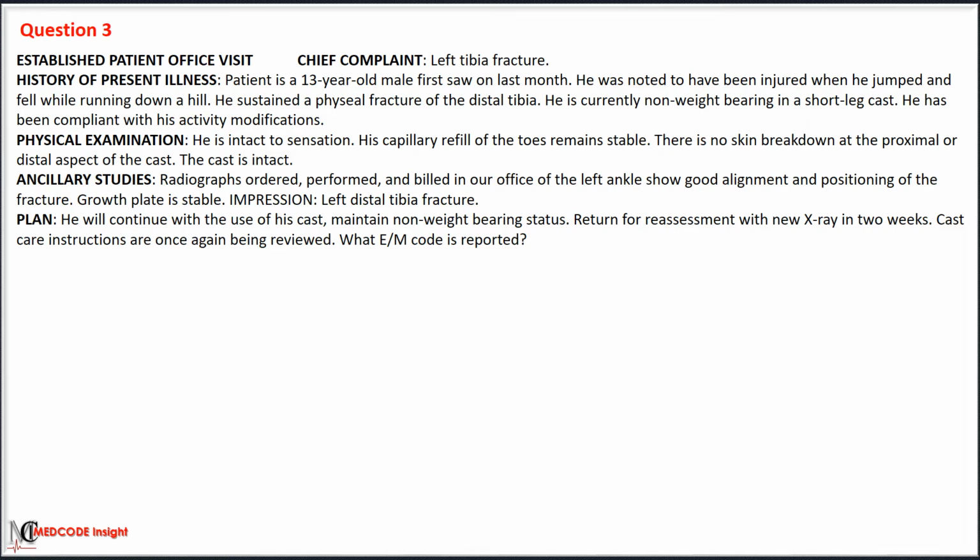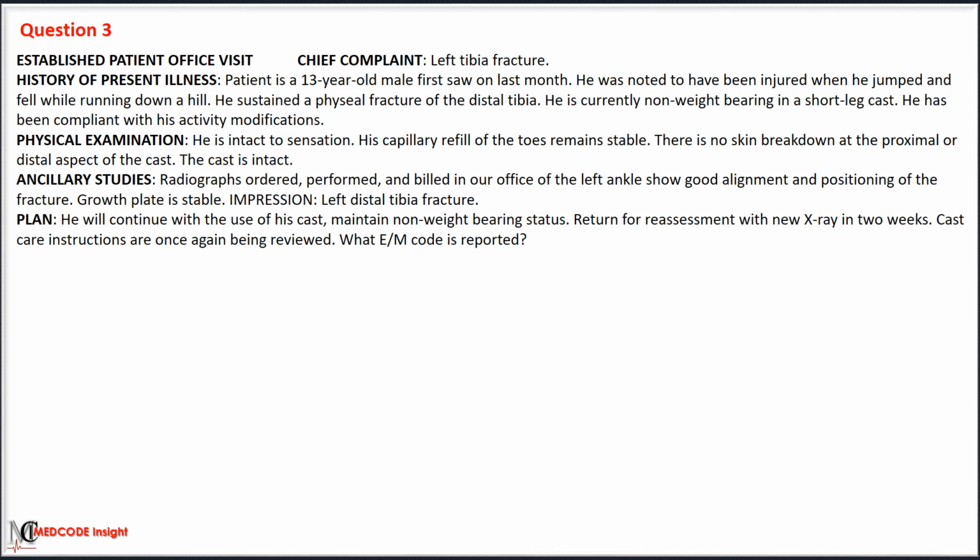Established patient office visit, chief complaint left tibial fracture, history of present illness. Patient is a 13-year-old male, first seen last month. He was injured when he jumped and fell while running down a hill. He sustained a physeal fracture of the distal tibia. He is currently non-weight bearing in a short leg cast.